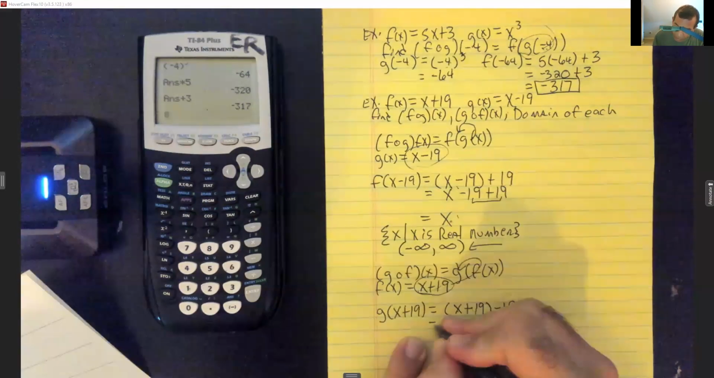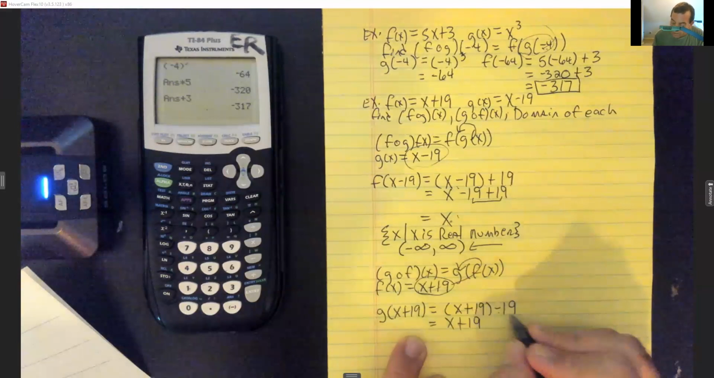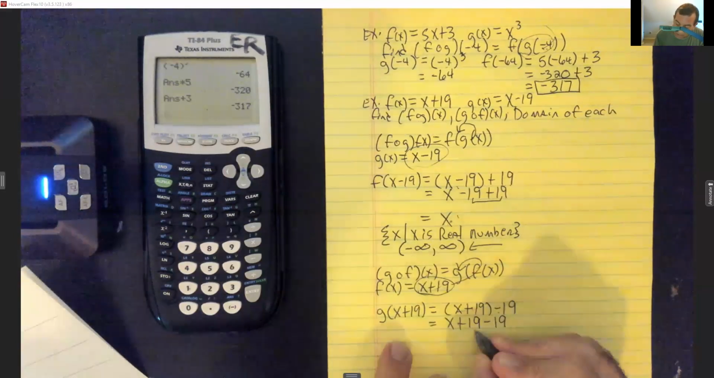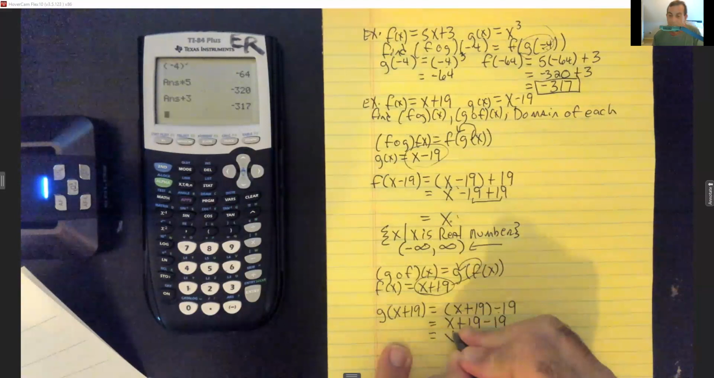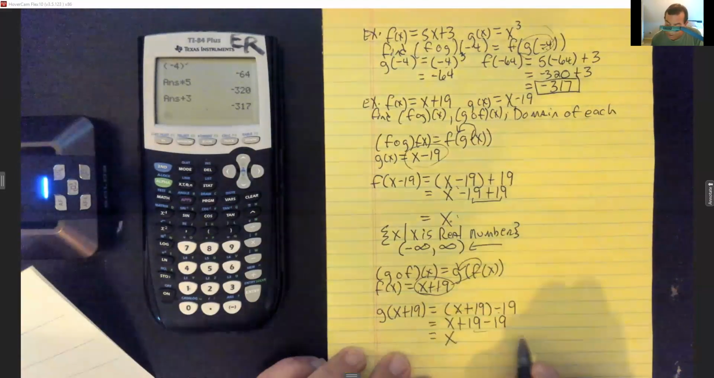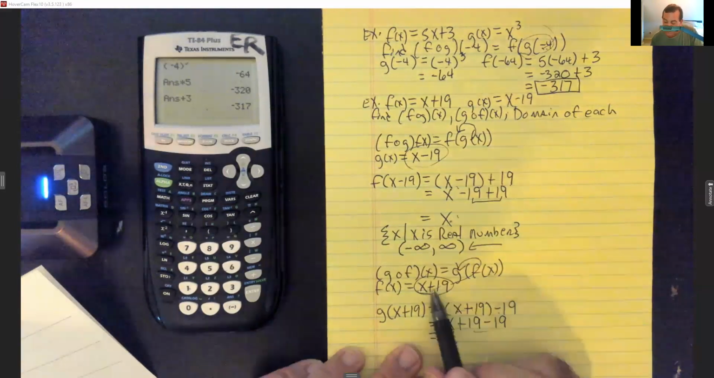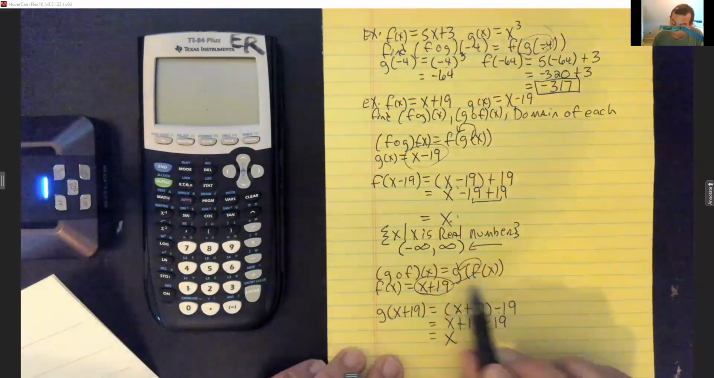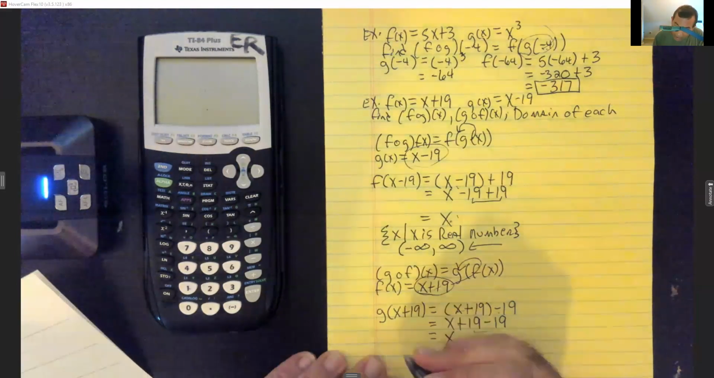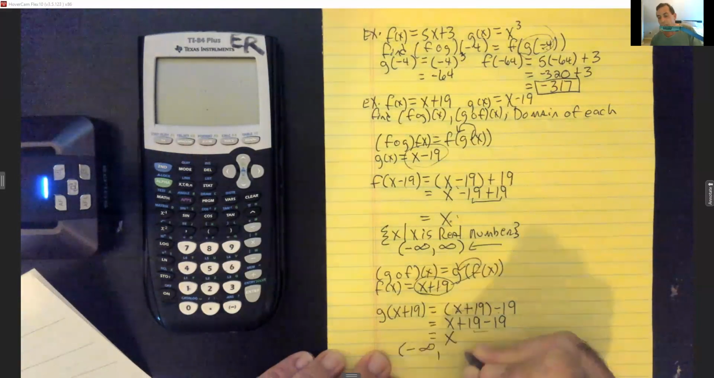x plus 19 minus 19. Once again, the 19's cancel, so I get a final answer of x. There are no fractions when I first started up here. Since I had no fractions to worry about, this works for all real numbers. In interval notation, it will be negative infinity to positive infinity.